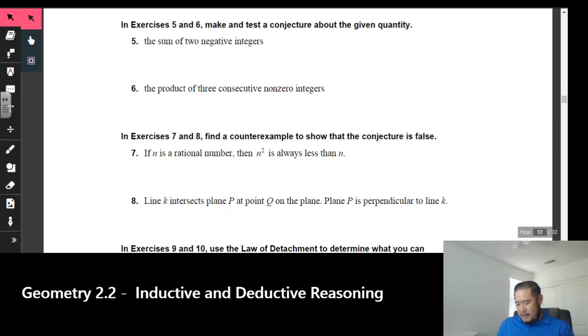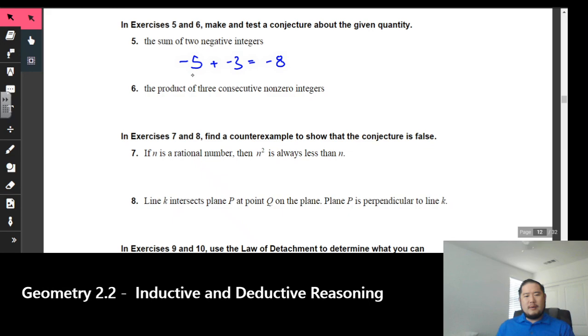All right, so let's go ahead. Sum of 2 negative integers. Remember, there's an infinite number of negative integers. We can make it simple. I can go ahead right here. The sum of 2 negative integers, I say -5 plus -3. Okay, and that right there is equal to -8.